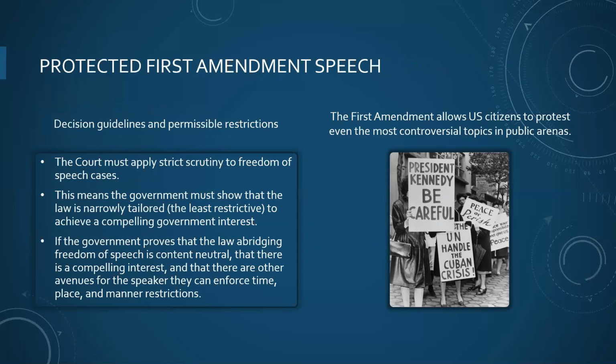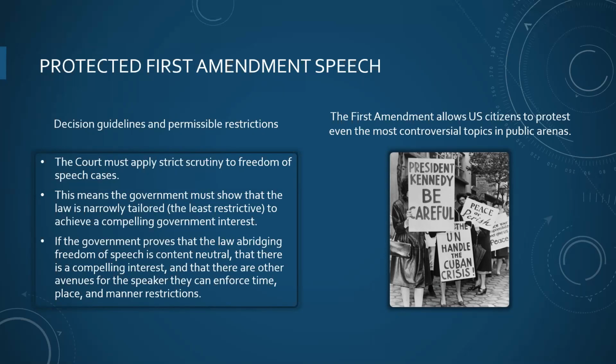So, speech that's protected by the First Amendment. And these are the decision guidelines and permissible restrictions. So most speech is protected by the First Amendment. But when the court is looking at whether a form of speech is permissible, they have to apply strict scrutiny to it. So when they're applying strict scrutiny, that means that when the state is trying to limit or regulate speech, they have to do so in a narrowly tailored manner, which means the least restrictive.